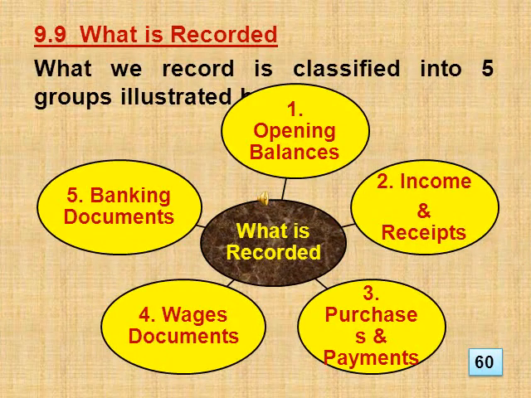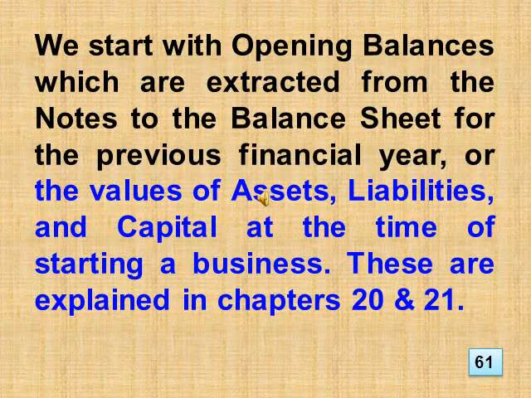Section 9.9. What is recorded? What we record in bookkeeping is generally classified into 5 groups as illustrated below. We start with opening balances, which are extracted from the notes to the balance sheet for the previous financial year, or the values of assets, liabilities, and capital at the time of starting a business. These are explained in chapters 20 and 21.